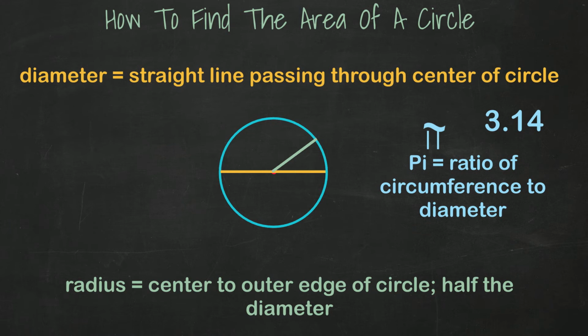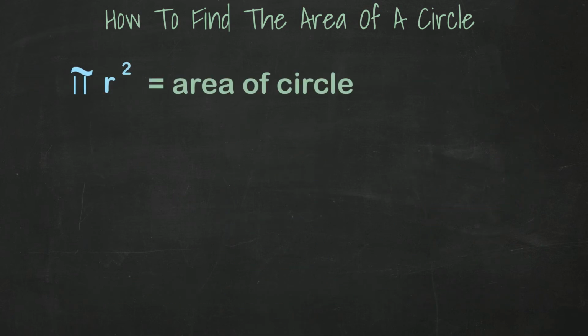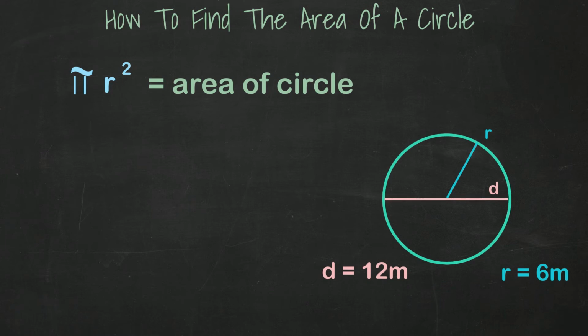So now that we have those out of the way, let's talk about the formula for finding the area of a circle. Pi times r squared. Let's take the first example of this circle with the following measurements. This circle has a diameter of 12 meters and a radius of 6 meters.